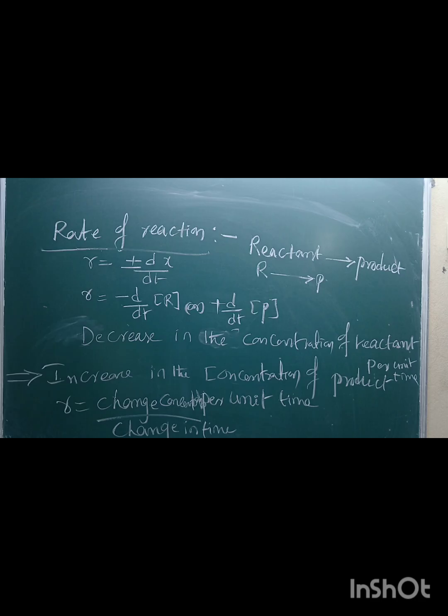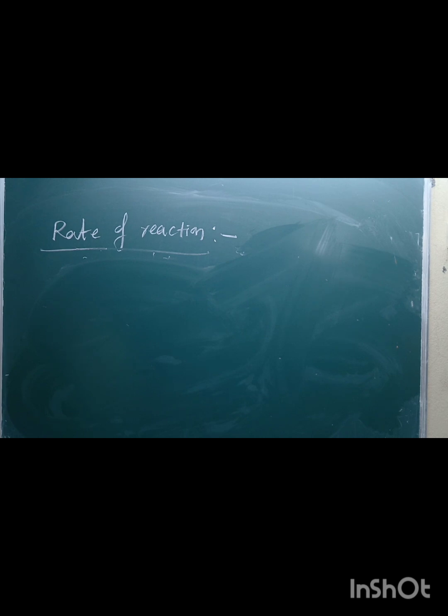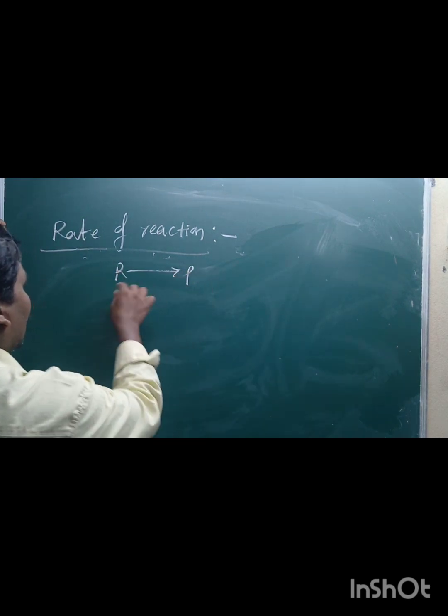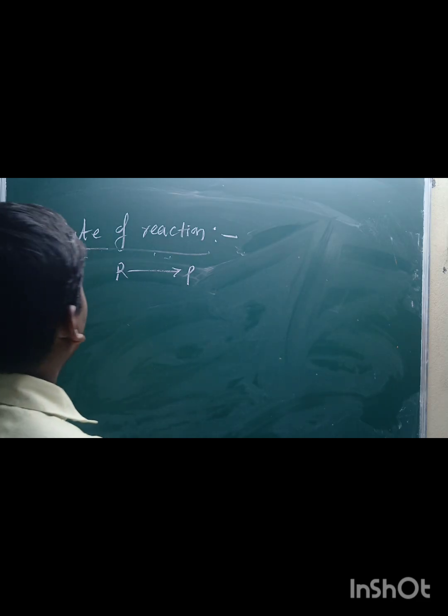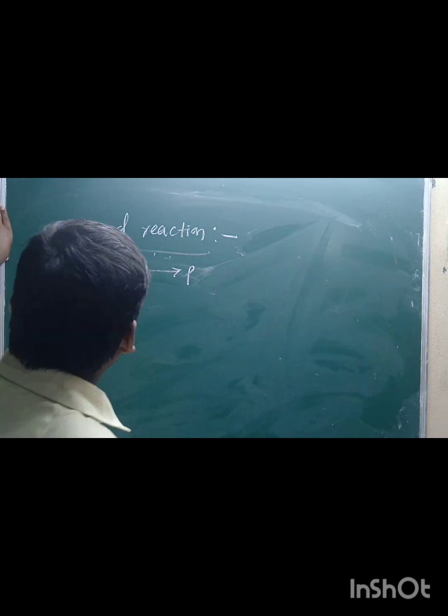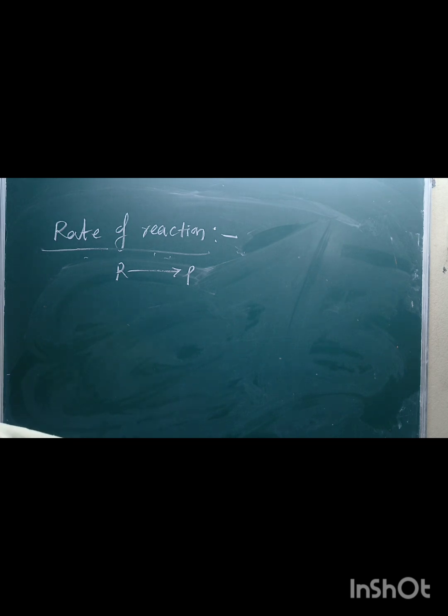For example, I am taking a hypothetical equation here. R gives rise to product P, in which 1 mole of reactant produces 1 mole of product P. The rate of reaction may be expressed in the following two ways: decrease in the concentration of reactant per unit time, or increase in the concentration of product per unit time.